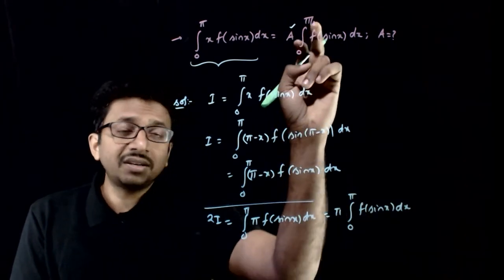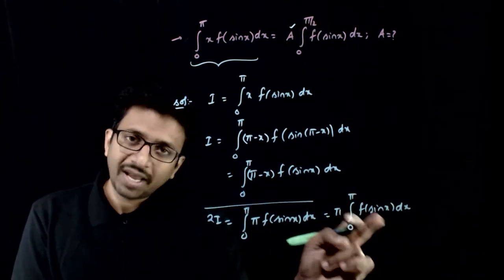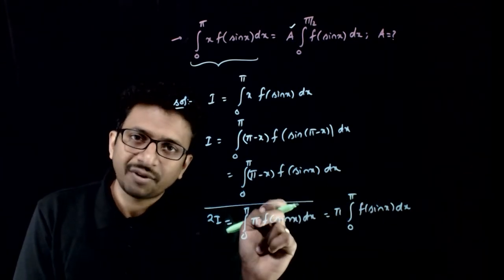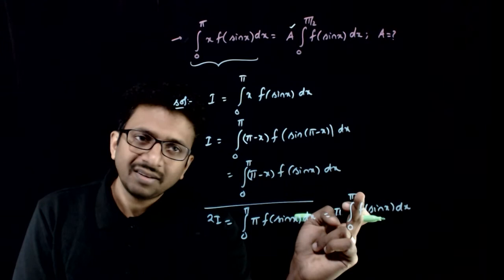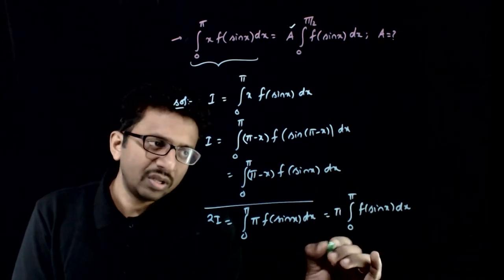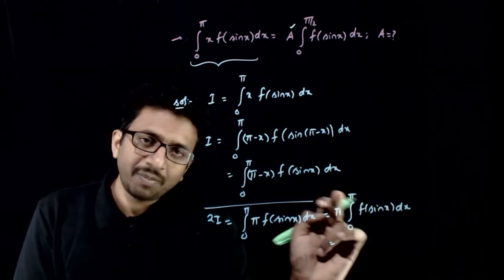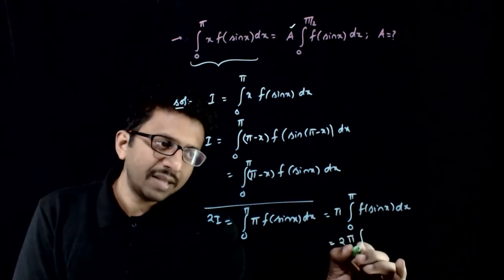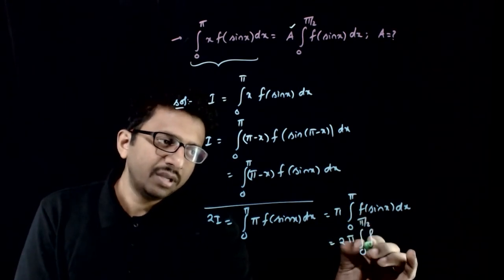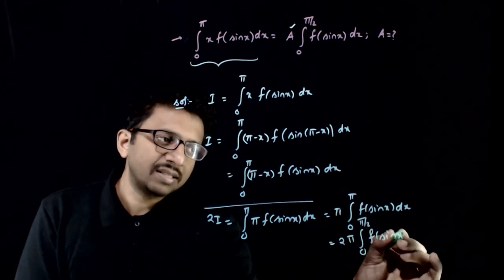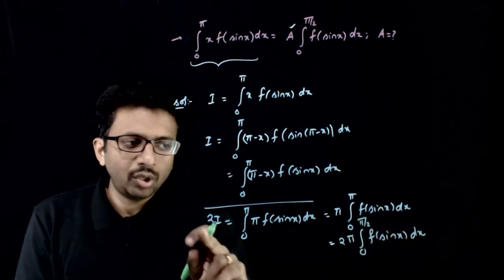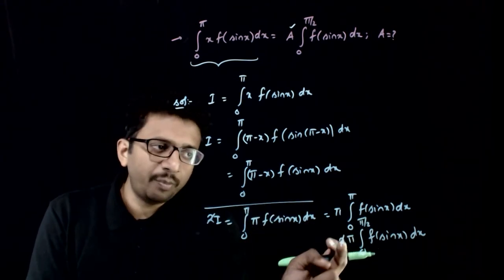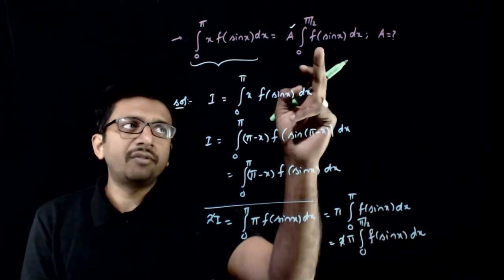But in the question, you can see that you have a pi by 2 here. So again, we use the property. If f of a minus x is the same as f of x, then I can take a 2 outside. If I put pi minus x in the place of x, this function is not changing. And I can write this as 2 pi times the integration from 0 to pi by 2 of f of sin x dx. Now 2I is equal to this. 2 and 2 get cancelled. So effectively I is equal to pi times the integral from 0 to pi by 2 of f of sin x dx.